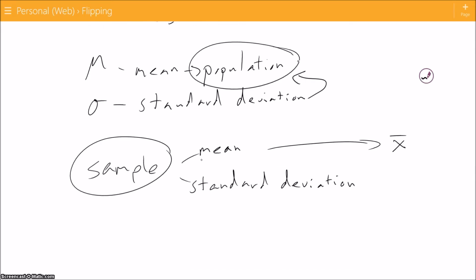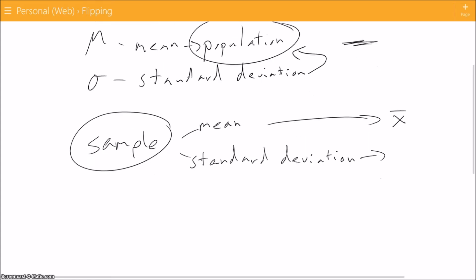This is everything up top. This is just for a sample, just for a selection that you pull out. Similarly, your standard deviation, instead of sigma, we're just going to call this S. Okay? Important vocabulary and terms to know in going forward.